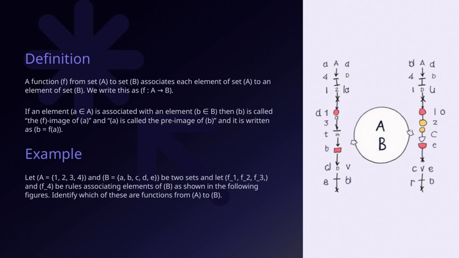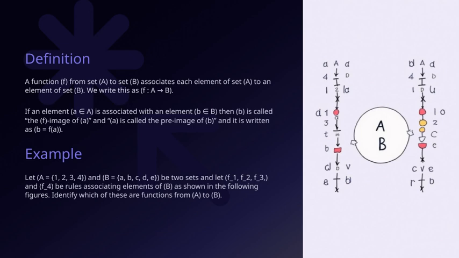Remember, when we say an element a in A is associated with an element b in B, we call b the f-image of a, and conversely, a is called the preimage of b. We write this relationship as b equals f of a. Now, a function from set A to set B must assign exactly one element of B to each element of A. In other words, every element in A has to have a single, well-defined image in B.